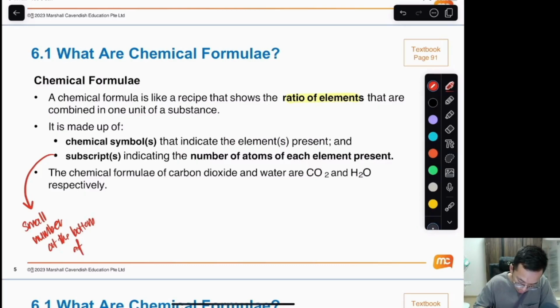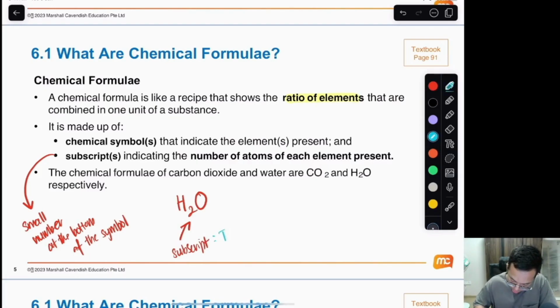Subscript, if you do not know what it is, is the small number at the bottom of the symbol. For example, for water it is H2O. This is your subscript. What does this indicate? It indicates that there are 2 hydrogen atoms and 1 oxygen atom. So naturally there will be a 1 here.